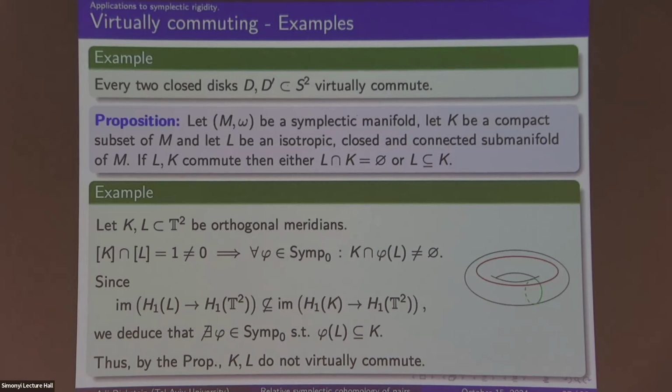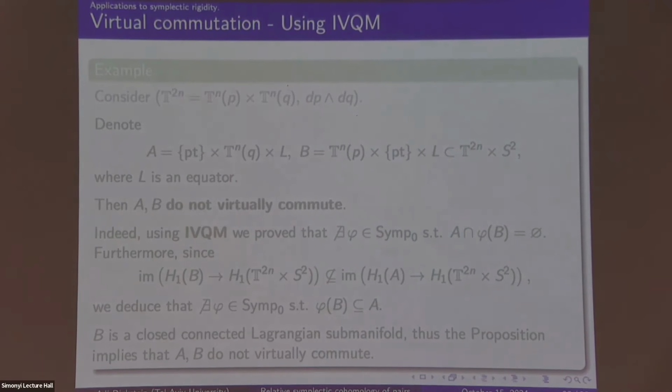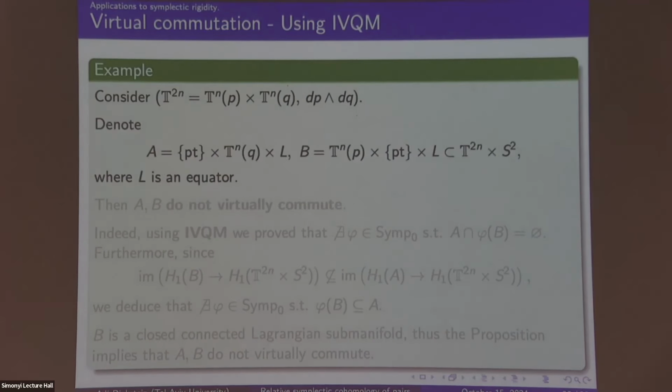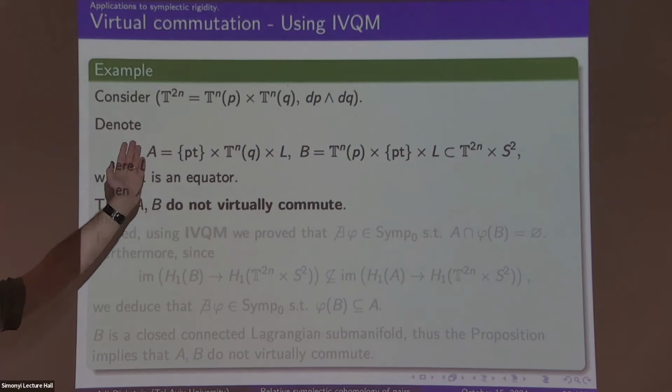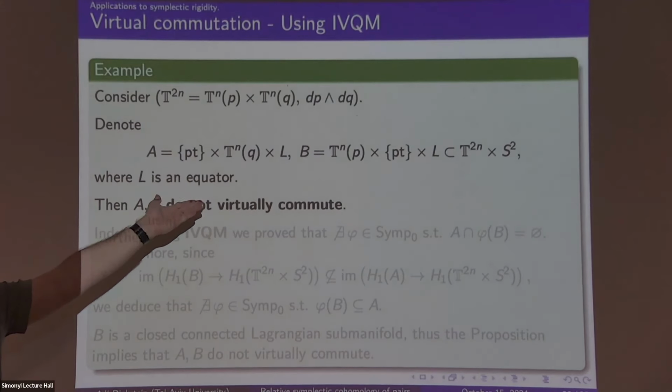So here we use only topological observations, but in more complicated cases we have to use harder tools. Another example is in the case of T^{2n} times an equator. Here also we have our previous Lagrangians: a point times a Lagrangian times another Lagrangian, which is the equator, and this is A, and B will be its brother, the second one.